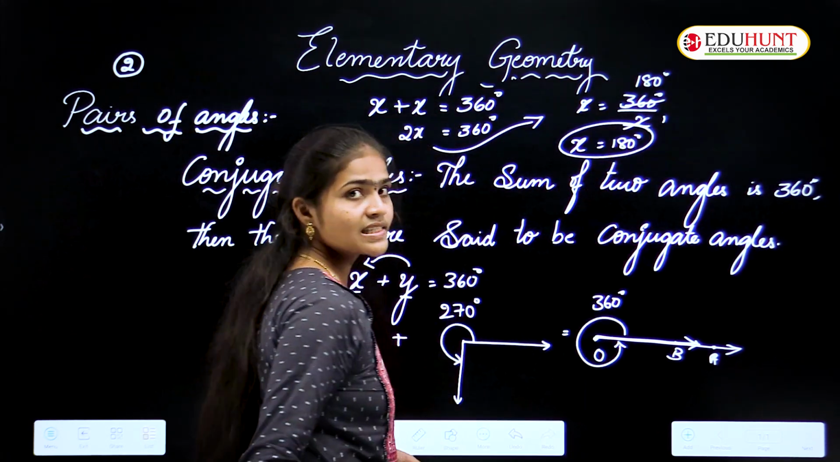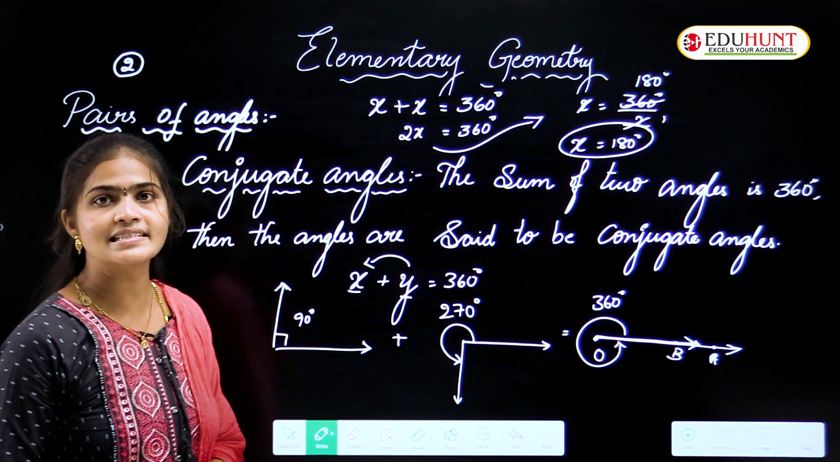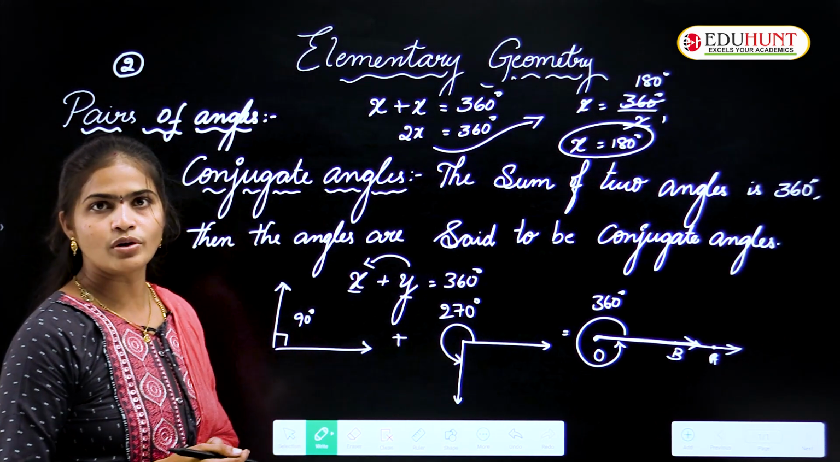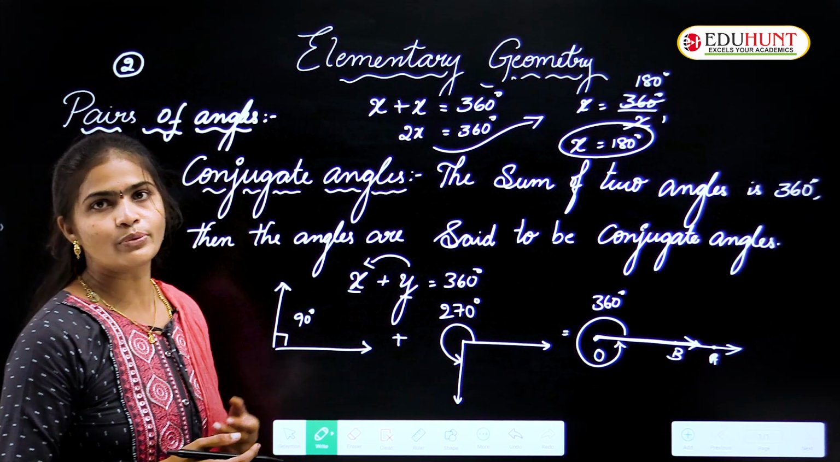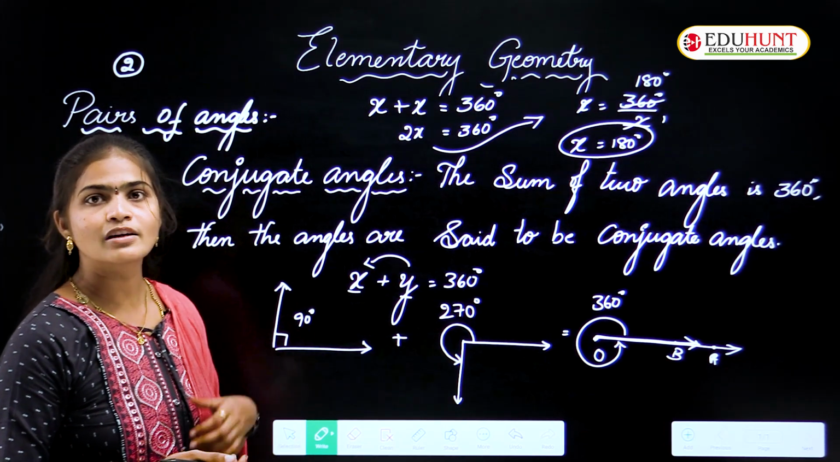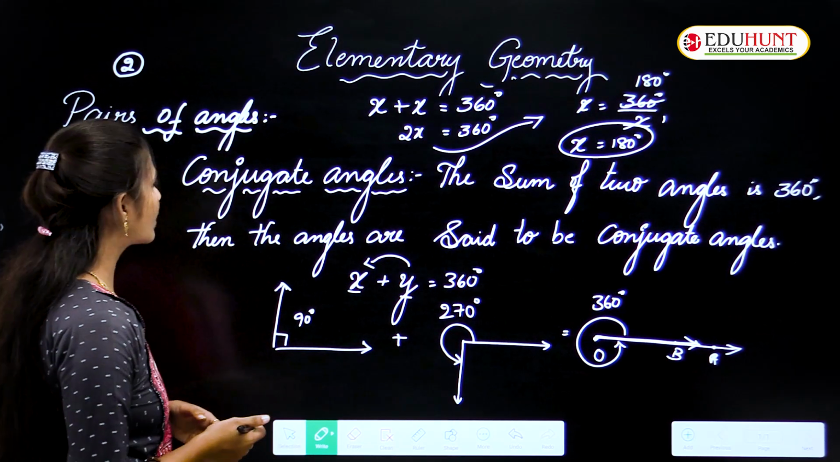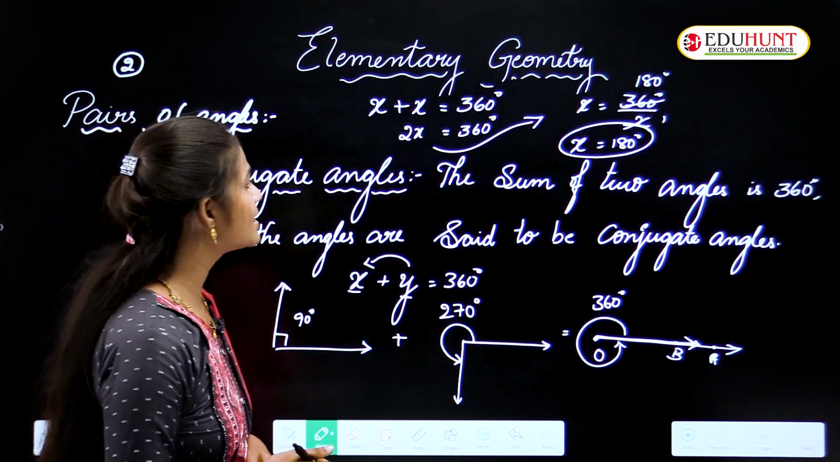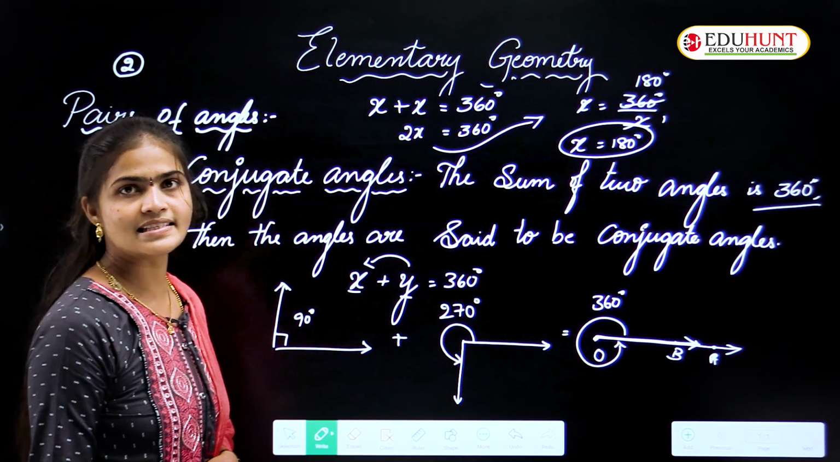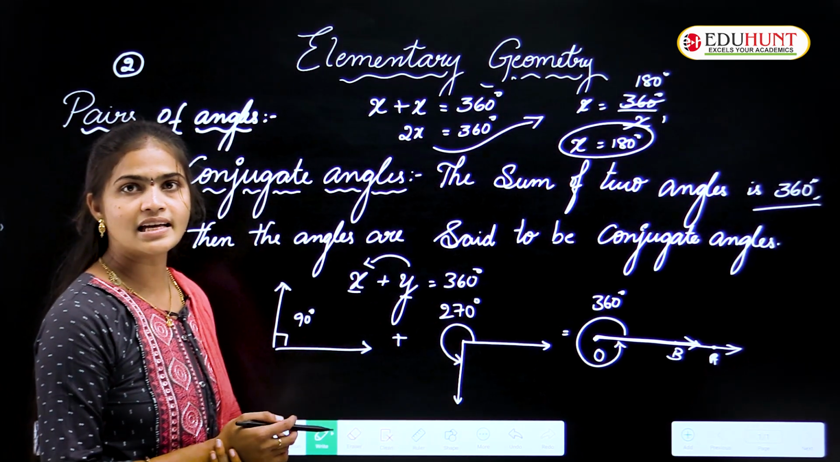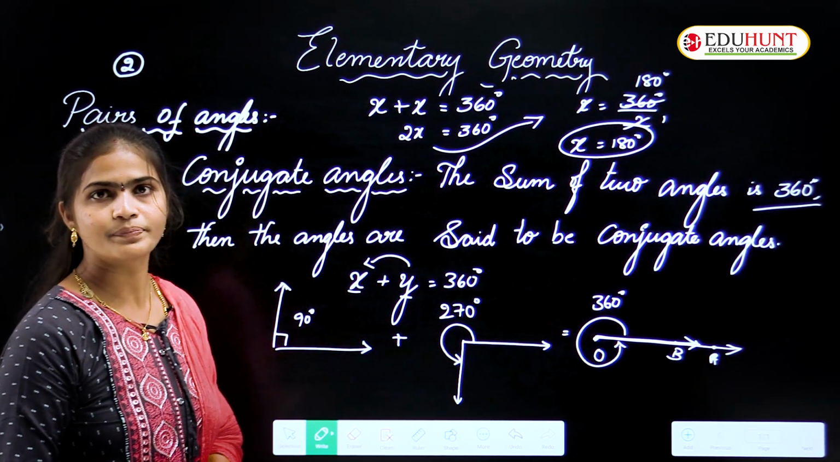So what are those angles here? Equal angles, 180 degrees and 180 degrees. Okay, those two are conjugate to each other and those two are equal angles, which form conjugate angles. Okay, so what about conjugate angles? The sum of two angles must be equal to 360 degrees. Then we will call those two angles conjugate angles. Okay.